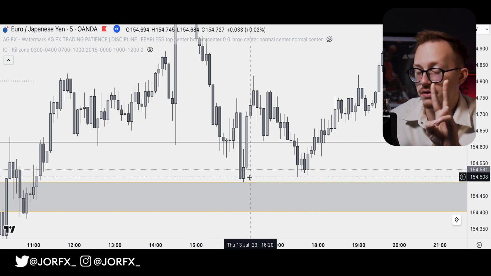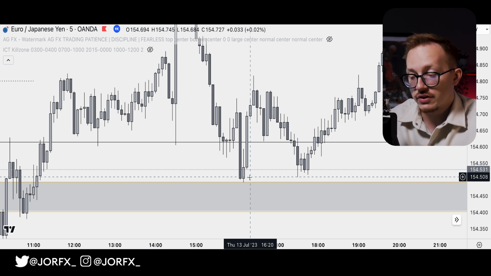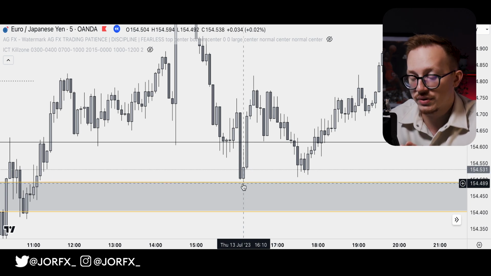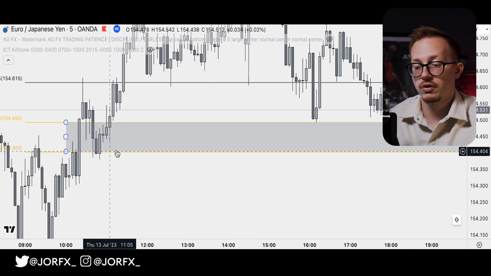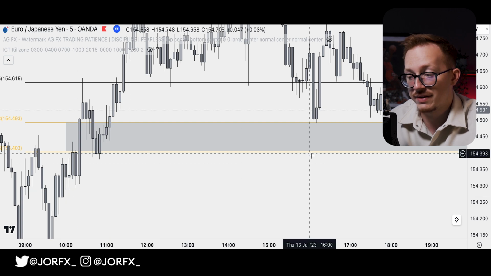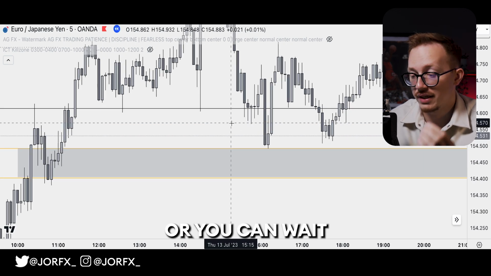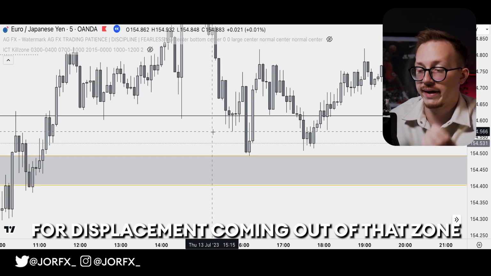Now you have two ways of approaching this. You can enter as soon as we are getting to the 61.8, you put a limit order right there and you just enter. You put your stops underneath the 70 or a bit lower underneath previous structure, and that is your trade. Or you can wait, like I like to do it, for displacement coming out of that zone.